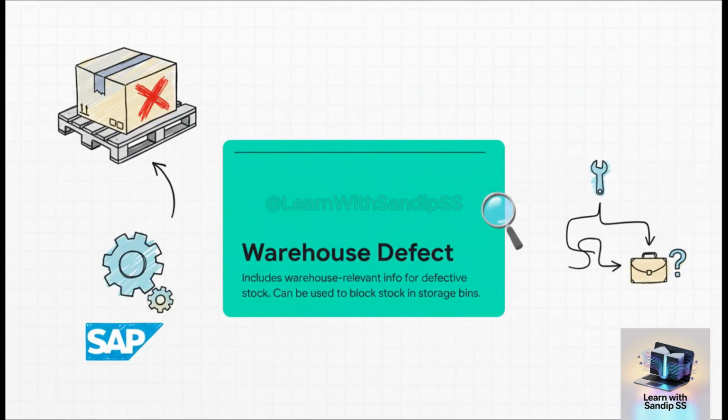Now let's move from the production line over to the warehouse. If you find damaged goods just sitting in storage, you'll use a warehouse defect. This one is tailored to capture warehouse information, which is critical. You need to be able to pinpoint and block that exact stock in a specific storage bin so it doesn't accidentally get shipped out to a customer.